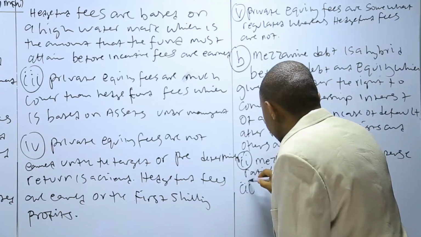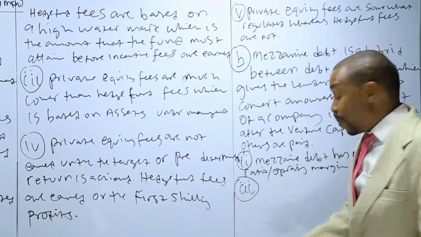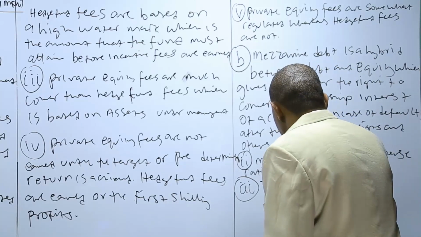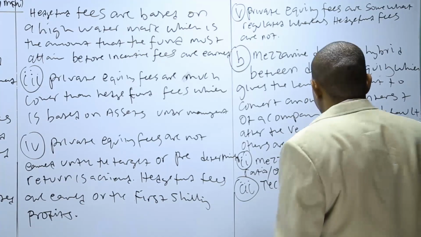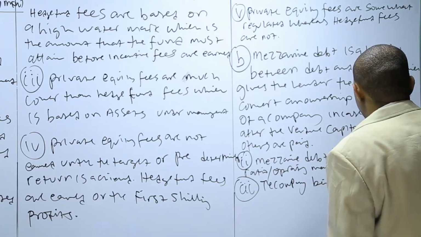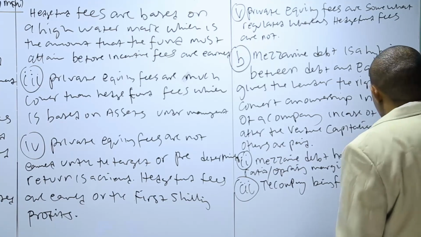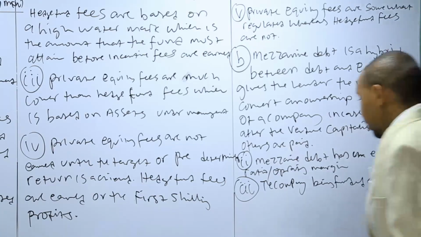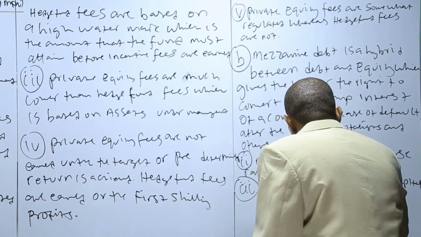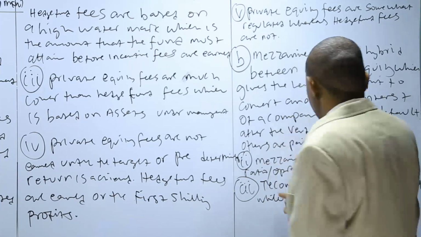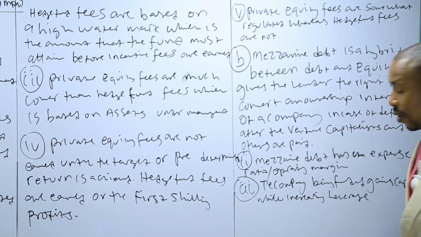Third characteristic is that the company being funded gains capital while increasing leverage. So we're saying the company being funded gains capital while increasing the component of leverage, or the debt component.